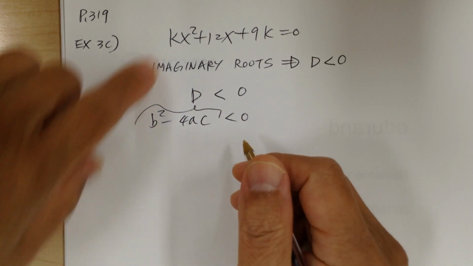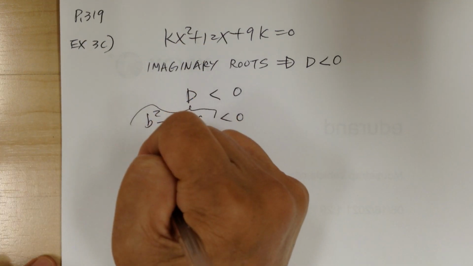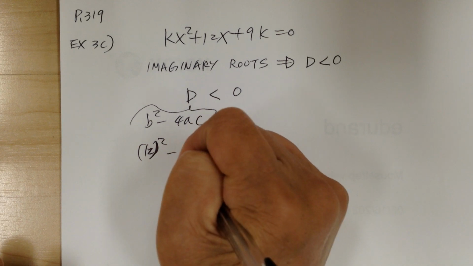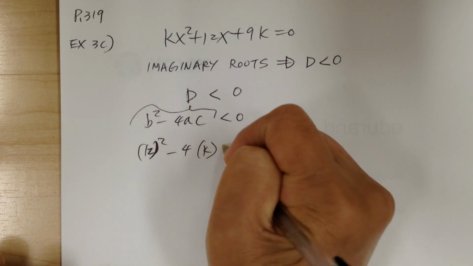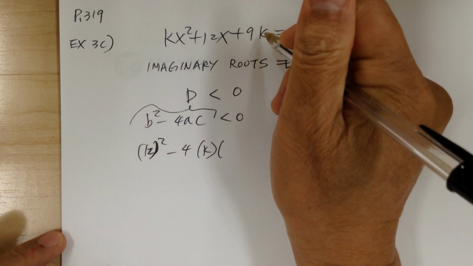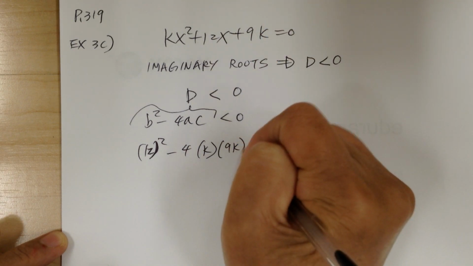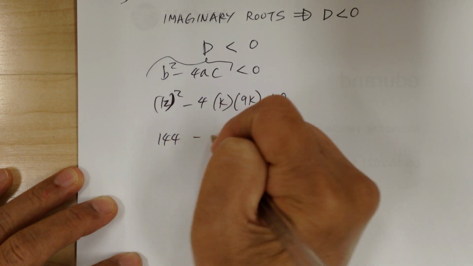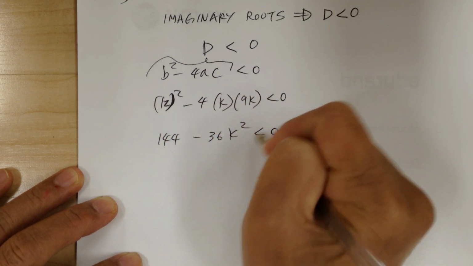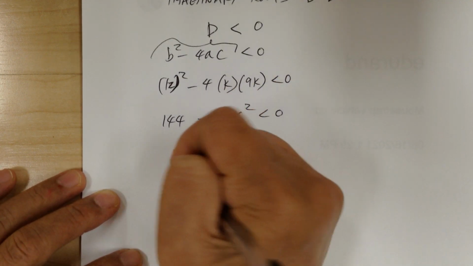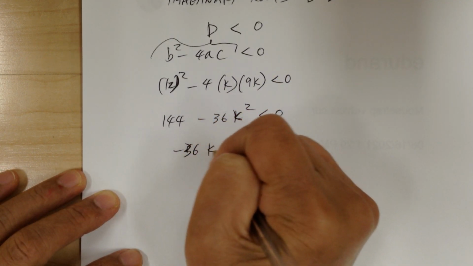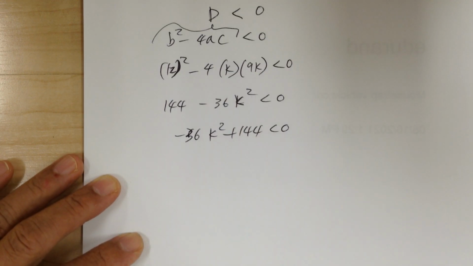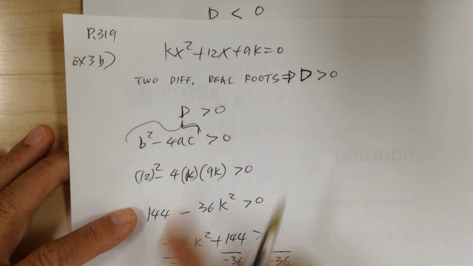Then you substitute. b is 12, a is k, and c is 9k. So you can work it out: 144 minus 36k squared is less than 0. And I'm going to rearrange, putting it in the proper order. Just like before, the only difference is the arrows are pointing in a different direction.